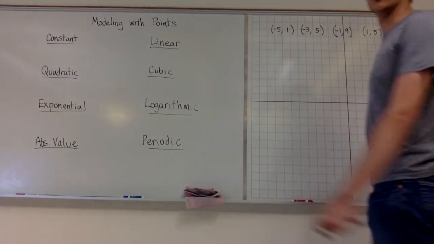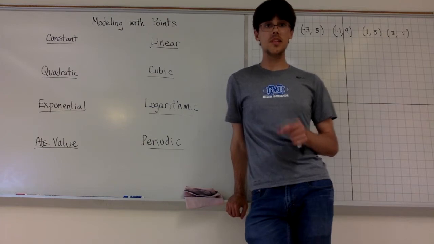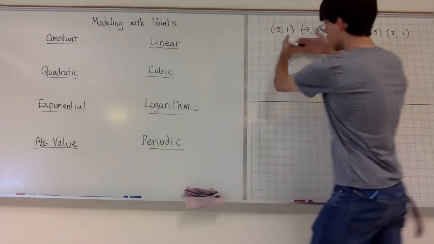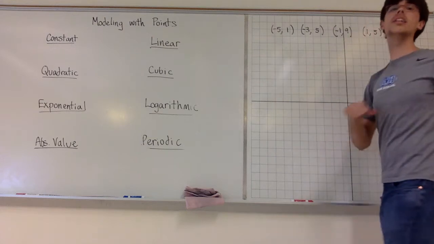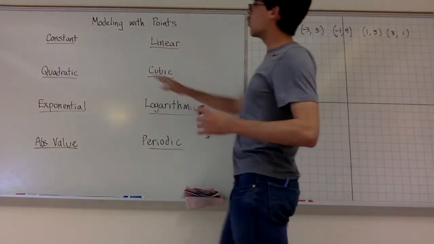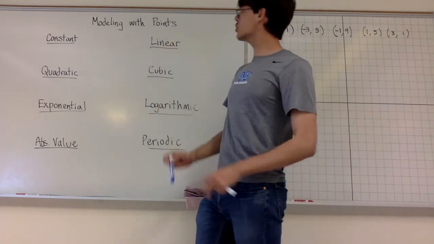So next up in our series of videos on modeling, we are going to look at the different graphs that these different equations, the same list of equations, make. And we're going to learn how you can take a list of points like this and figure out what kind of graph will make that equation. Okay? So we're going to just talk about what these different graph shapes look like. So we'll just draw a picture for each of these here.